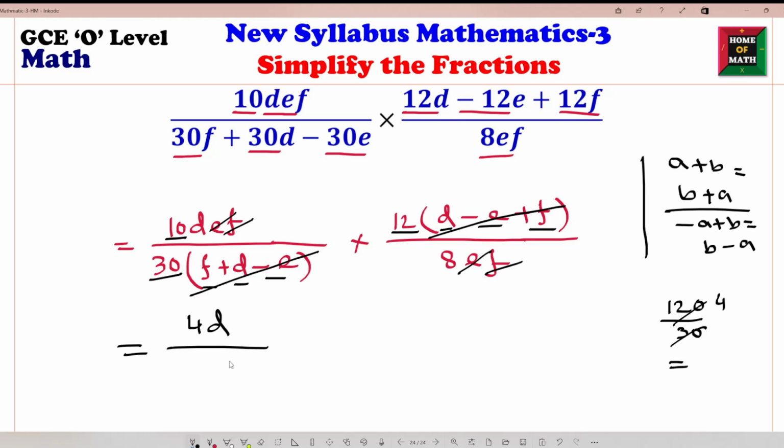Okay, so our answer is 4D. Divide what? Divide nothing. Okay, does it okay? No, it's not okay. Why? Because here is 30 and here is also 8. You never make the answer excluding D. So 30 plus D is a what?